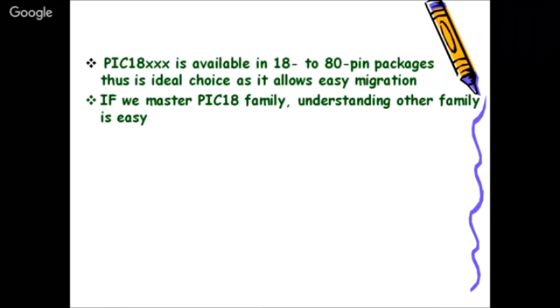One important point, as I was telling, is that there are different families and series in PIC, like low range, mid range, and high end range, starting from 10x, 12x, 14x, 18x. Today mostly I have picked the 18 series family. If we understand a little bit on this, you can work with all the other series also, since they are almost the same.